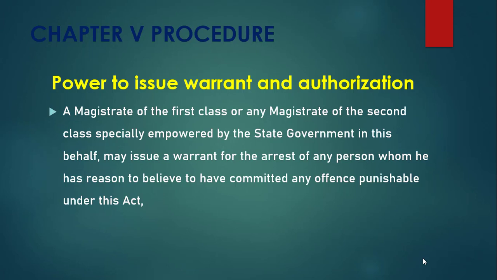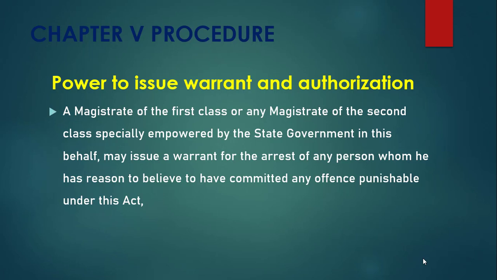A magistrate of the first class or any magistrate of the second class, specially empowered by the state government in this behalf, may issue a warrant for the arrest of any person whom he has reason to believe to have committed any offense punishable under this act. Okay, so power to issue warrant and authorization. Who has the power to issue warrant and authorization?